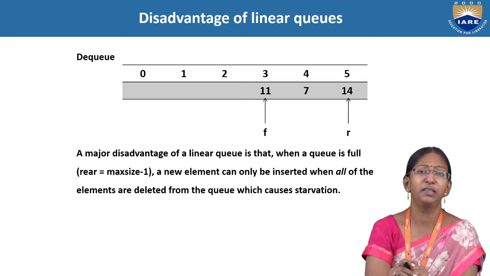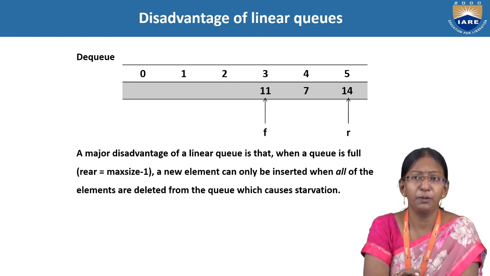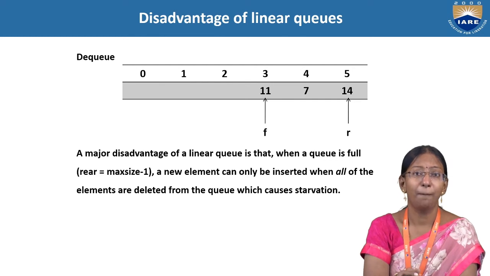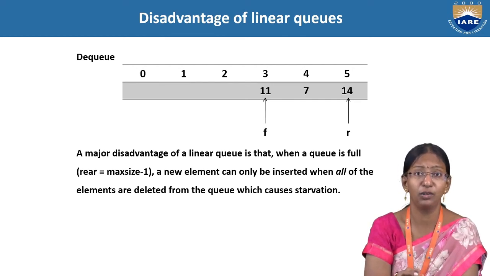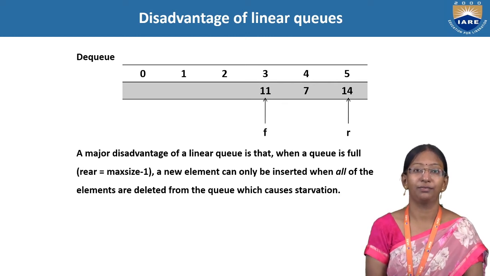Disadvantage. This is the basic drawback of a linear queue. Look into that picture once. In that picture, you can see that your front is pointing to index value 3 and rear is pointing to index value 5, which means that rear is pointing to the maximum indexed value in your queue, at 5. So what will happen if you try to insert an element now?